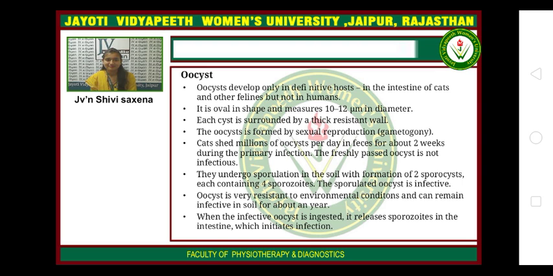The freshly passed oocyst is not infective. They undergo sporulation in the soil with formation of two sporocysts, each containing 4 sporozoites. The sporulated oocyst is infective. Oocyst is very resistant to environmental conditions and can remain infective in soil for about a year. When the infective oocyst is ingested, it releases sporozoites in the intestine, which initiates infection.